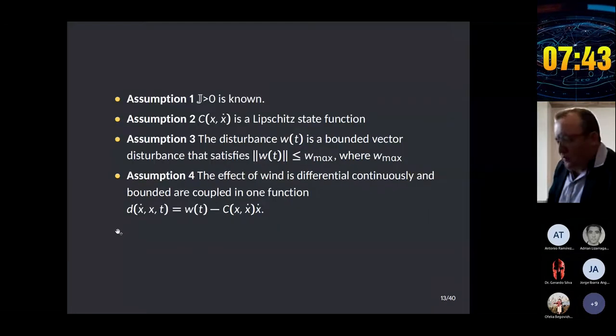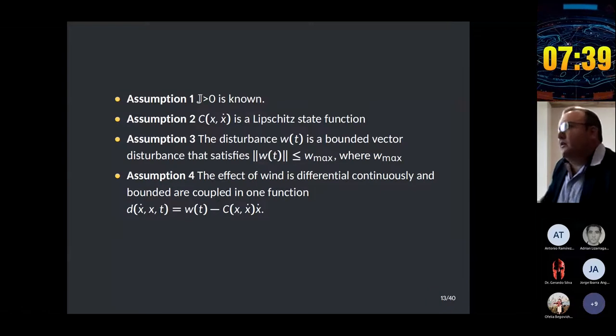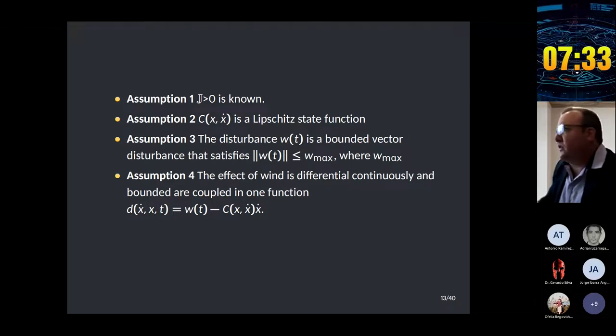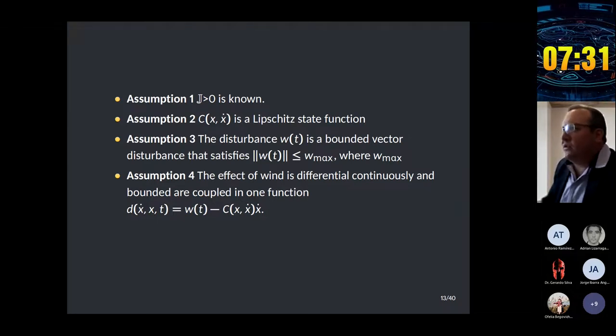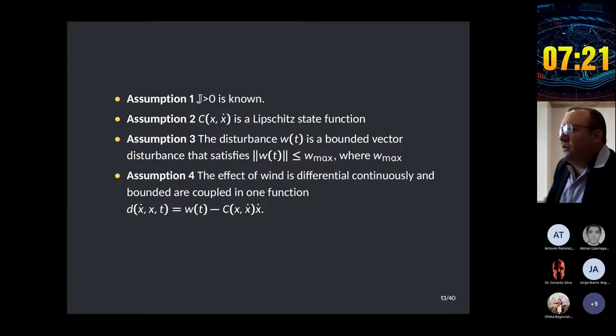We have to propose four assumptions. Number one: the inertial matrix is greater than zero. Assumption two: C is a Lipschitz state function. Assumption three: the wind disturbance is an unbounded vector function. And assumption four: the effect of the wind is continuously differentiable and bounded.